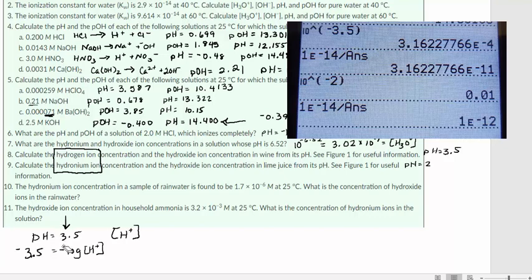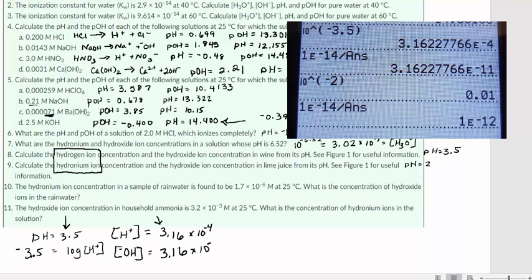And when I do that in the calculator, I take the inverse log of a negative 3.5. I get a hydrogen ion concentration of 3.16 times 10 to the negative 4. Now that means my hydroxide ion concentration is going to be the Kw divided by this. So 1 times 10 to the negative 14 divided by this hydrogen ion concentration gives me a hydroxide concentration of 3.16 times 10, this time to the negative 11th. Both of these have units of molarity, capital M molarity.